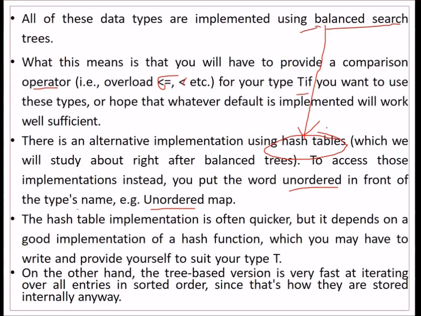This hash table implementation is often very fast, but it depends entirely on your hash function. If your hash function is good, then you'll get things much faster. But on the other hand, this tree based version is also fast at iterating over all entries in sorted order, since that's how they are stored internally anyway.